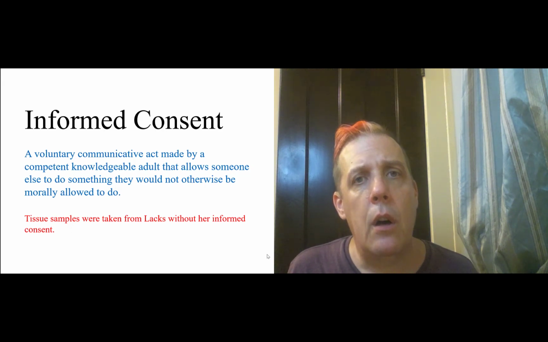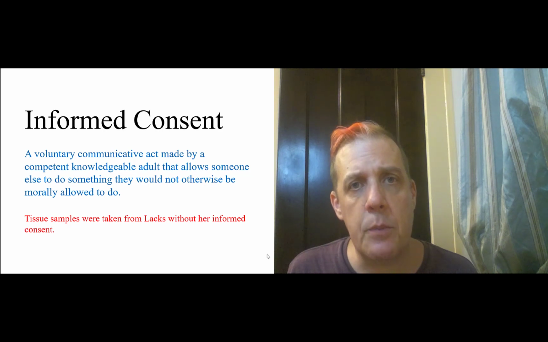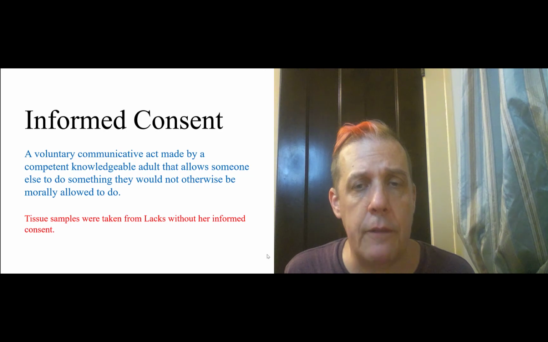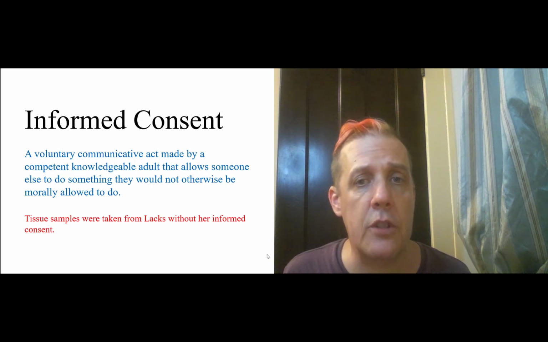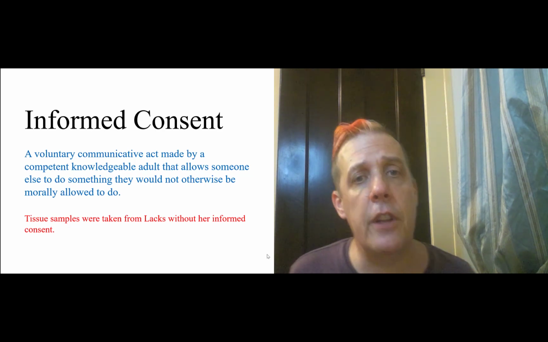The way that autonomy is generally expressed in medical ethics is through the concept of informed consent. And attempting to understand what informed consent is, really, is going to be crucial for what's going forward. But let's just give a general definition of it right now.